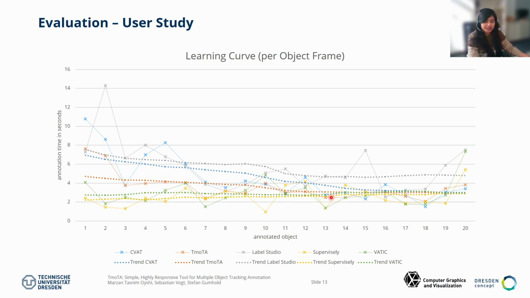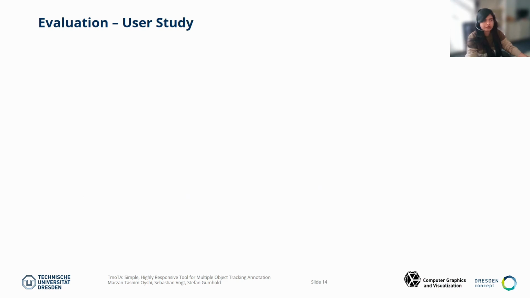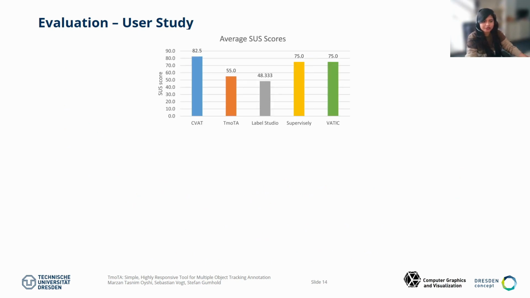Using the trend lines, you can see that semi-automated tools do not seem to improve over time, and our tool has the lowest learning curve, converging first with the semi-automated tools. We also calculated the system usability score to understand the usability of tools. The SUS score for CVAT is significantly higher.